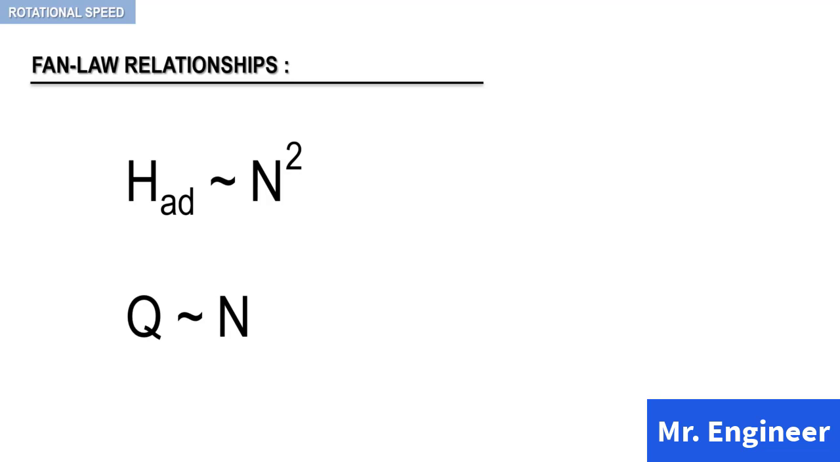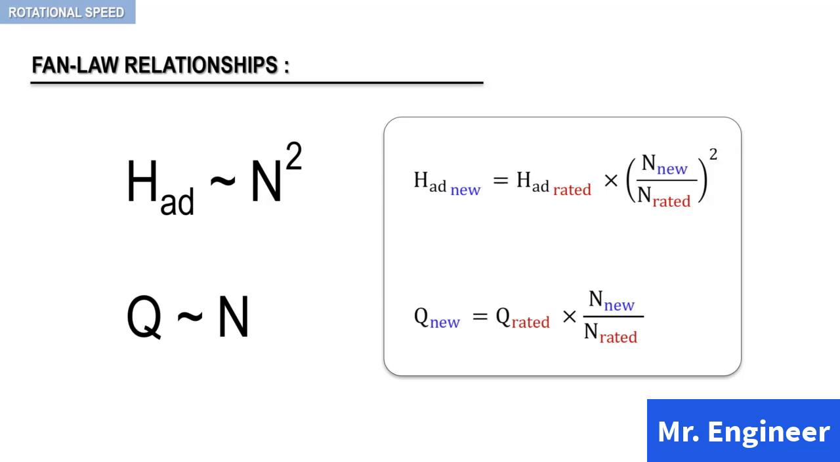These state that the adiabatic head varies as the square of the speed, and the inlet volume flow varies directly as the speed. So, if we use the rated points as reference, we can write the following useful relationships. As you can see here, the new head is equal to the rated head times the ratio new RPM to rated RPM raised to the power 2. And for the volume flow, the new flow is equal to the rated flow times the ratio new RPM to rated RPM. From these equations, we can predict the speed required to overcome the effects of changes in inlet conditions.